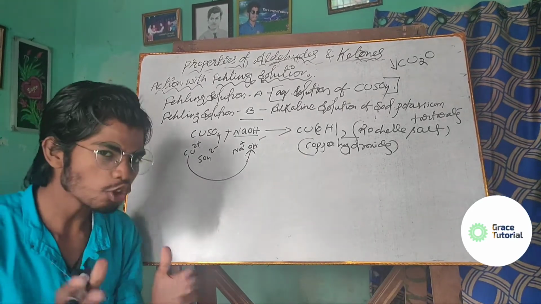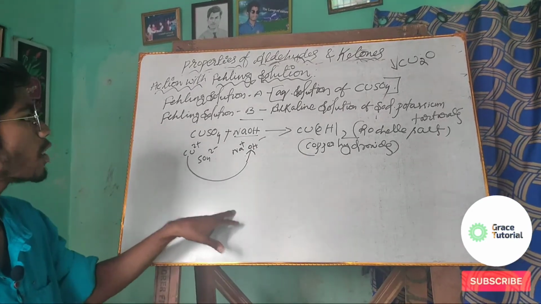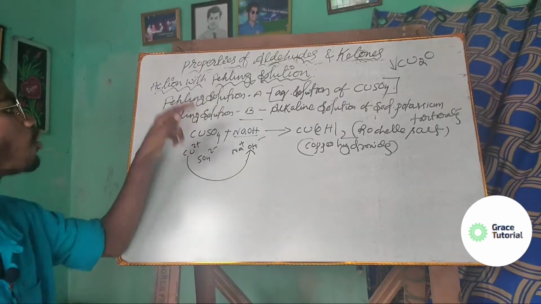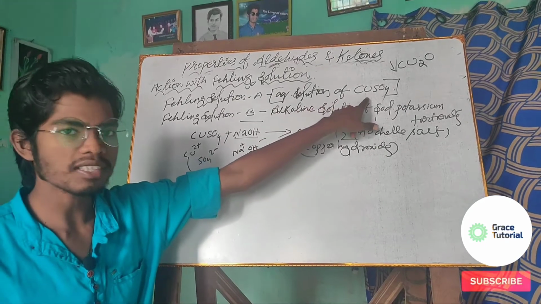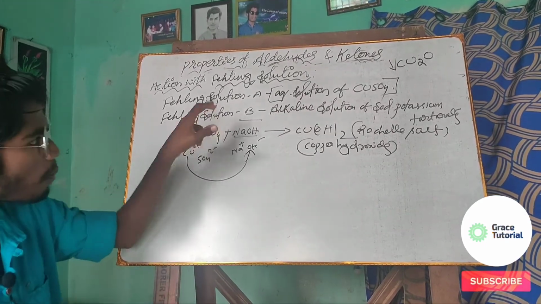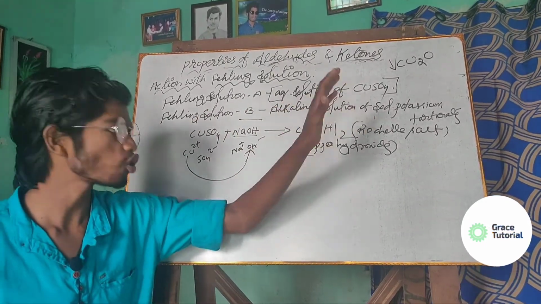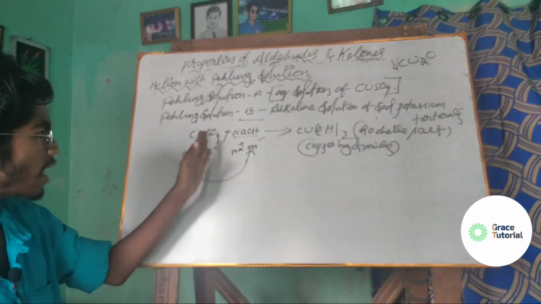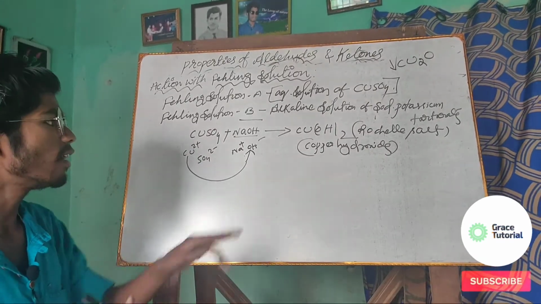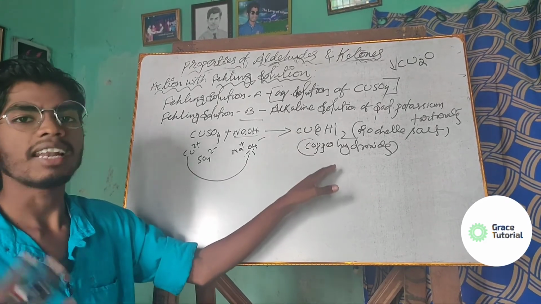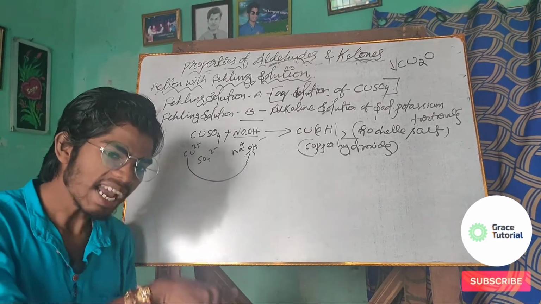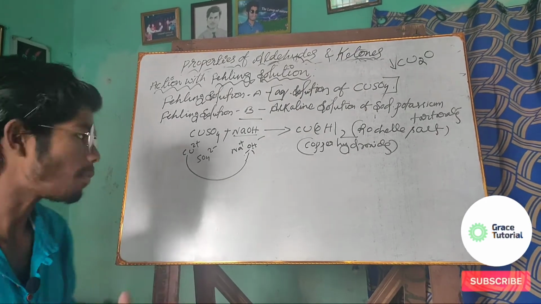So what is Fehling solution? Fehling solution is a mixture of Fehling solution A and Fehling solution B. Fehling solution A is the aqueous solution of copper sulfate. Similarly, Fehling solution B is an alkaline solution of sodium potassium tartarate. When they are mixed together, the product, copper hydroxide, which is a base, is actually the Fehling solution. So when aldehyde reacts with Fehling solution, what happens? Let's have a look.